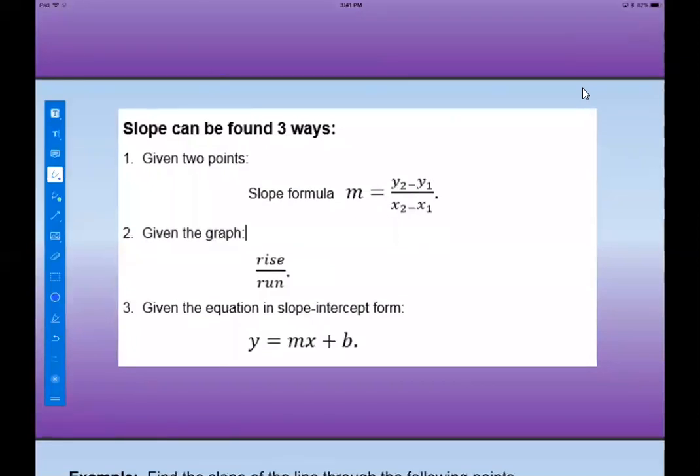We can find slope 3 ways. We can find slope if we have 2 points: we can use the slope formula. If we have a graph, we can use rise over run, going up or down and then left or right. And if we have the equation in slope-intercept form, then we can find the slope by looking at the coefficient of x.